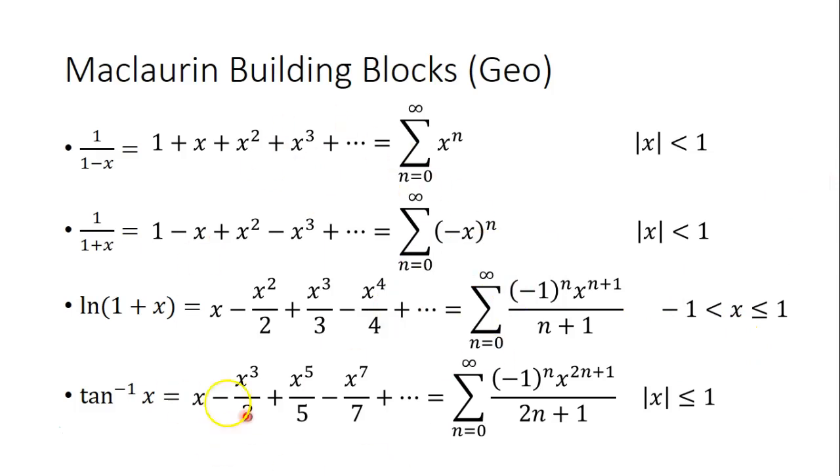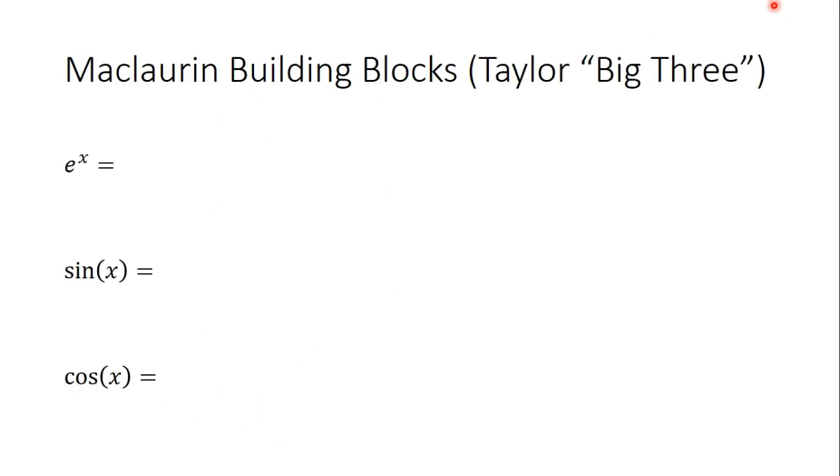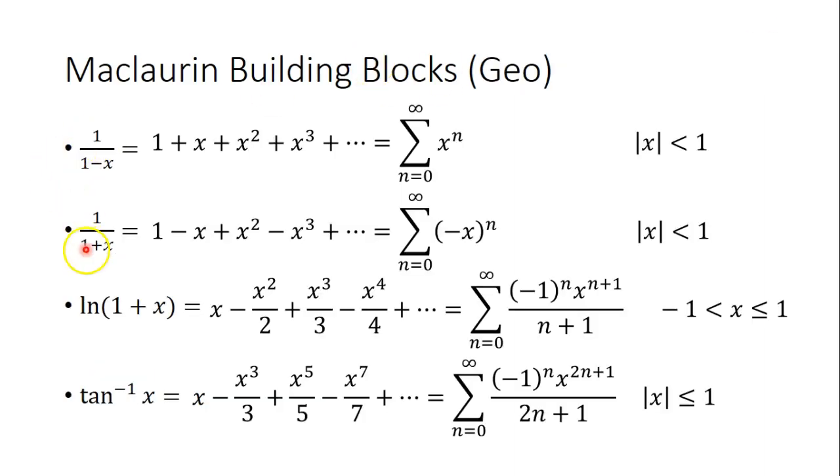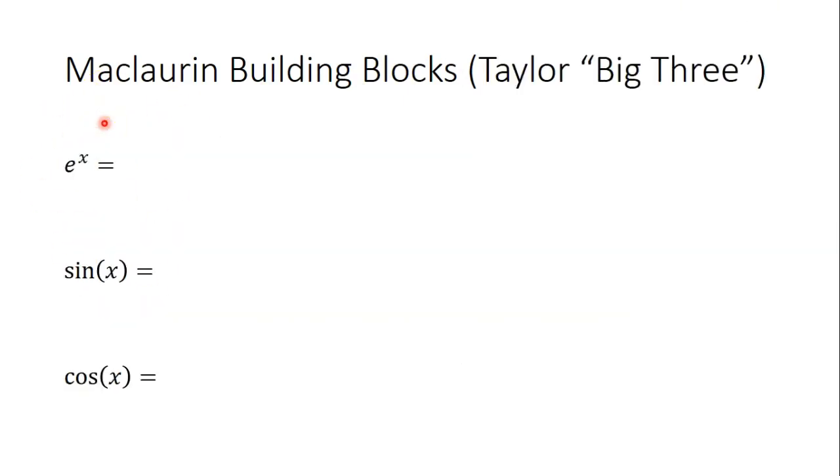So these are kind of the geometric things that I would expect you to know. We've talked about these a lot. The next are what I call the big three. These are the three that AP expects you to have memorized. They require you to know these. The 1 over 1 minus x and 1 over 1 plus x, I think, also are required. But these three, if you're going to learn 3 Maclaurin series, if you're going to make flashcards about something, this is definitely a thing to make flashcards on.